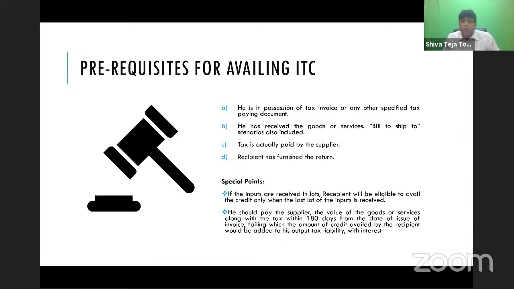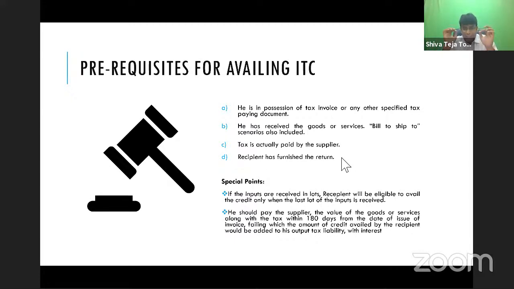That's called the bill-to-ship-to model. Even though I told him to send the goods to another person, I can still take the credit. Then tax is actually paid by the supplier, and the recipient has furnished the return. These four are the conditions which have to be satisfied for claiming the credit.